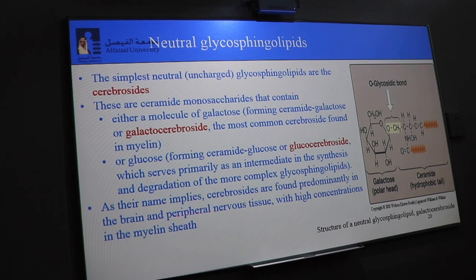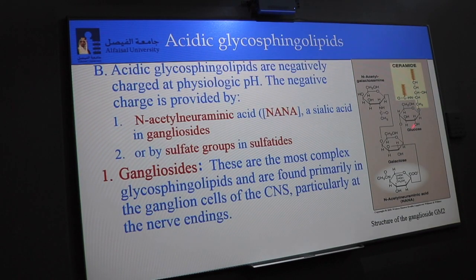As I said, they are present in the brain and the peripheral nervous tissue, and in high concentration in the myelin. We have two types: the neutral, which is not charged, and the acidic. In the acidic, we have two subtypes: the gangliosides and the sulfatides. Neutral ones contain only monosaccharides, so they are called cerebrosides. Acidic ones have two subtypes, ganglioside and sulfatide, but they are both acidic because they are both charged. We have the charge here.